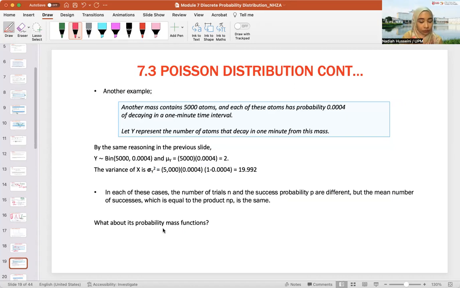That was the first example. Now this is the second example. Another mass contains 5,000 atoms. Just now it was 10,000. And each of these atoms has a probability of 0.004. Just now it was 0.002. So this is like times 2, and this is like divided by 2. And the same situation of decaying in a 1 minute time interval.